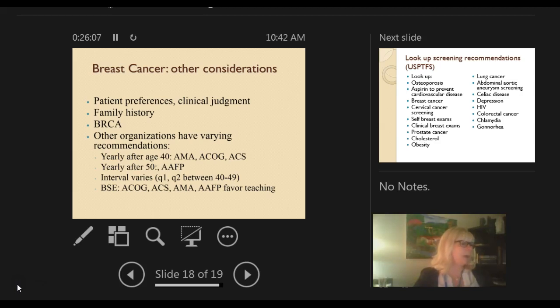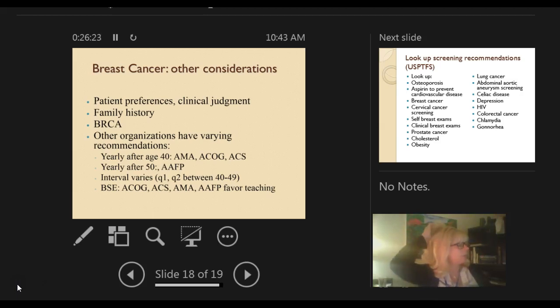So the AMA, American College of Gynecology, and American Cancer Society recommend yearly after age 40. Yearly after age 50 is the American Academy of Family Physicians, and then it varies between 1 to 2 years, 1 year, 2 years between 40 and 49.